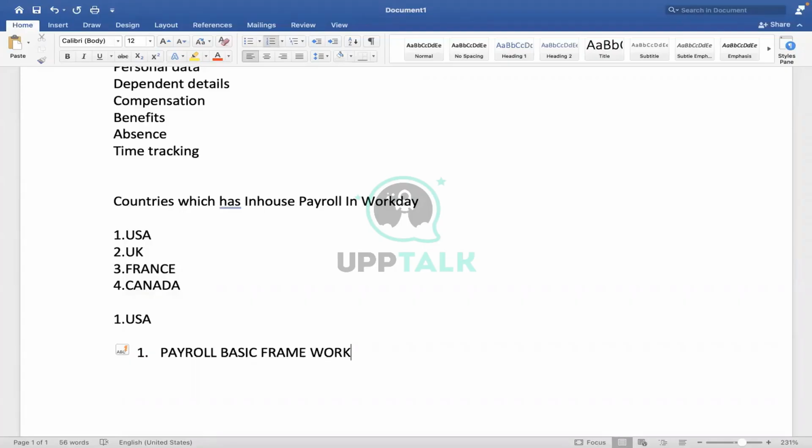What I understood is that we are able to do it without any extra vendor's help. We are able to configure the 4 country payrolls that you have mentioned on the screen. And if we want to configure any other countries, we need to take the help of a third-party system, which is the external payroll. Excellent. That's what I understood. That's true.